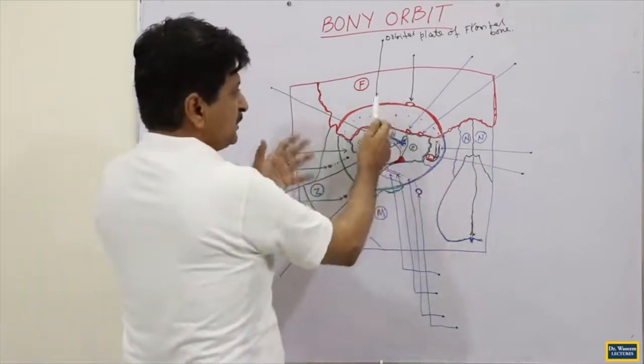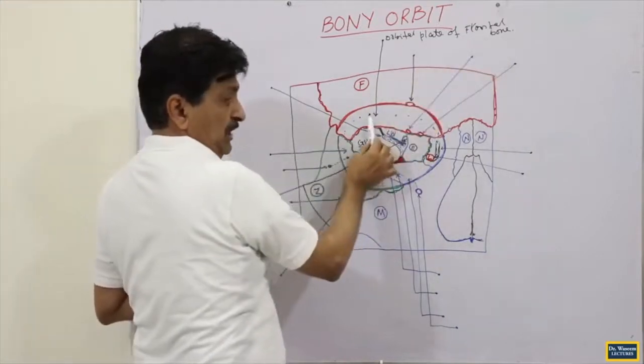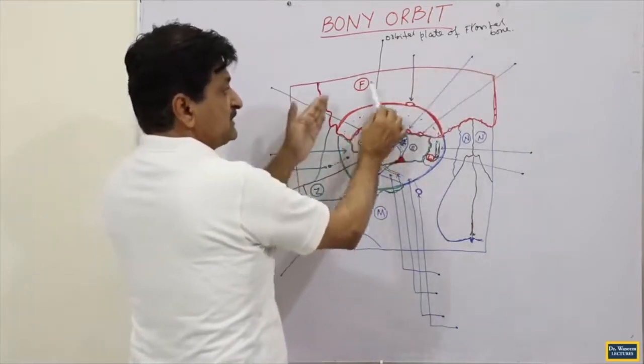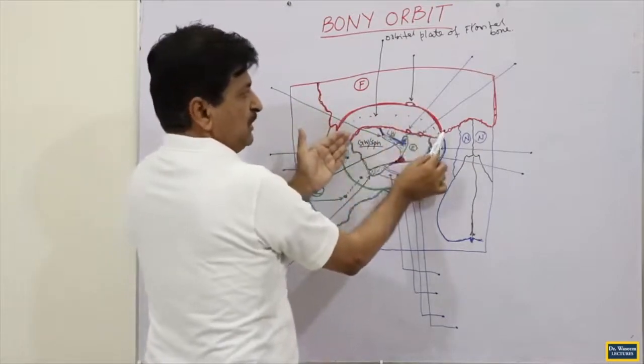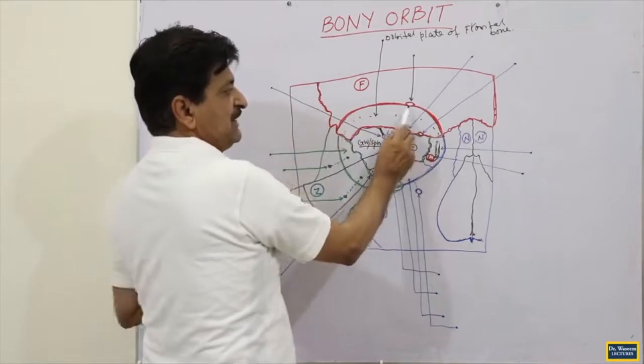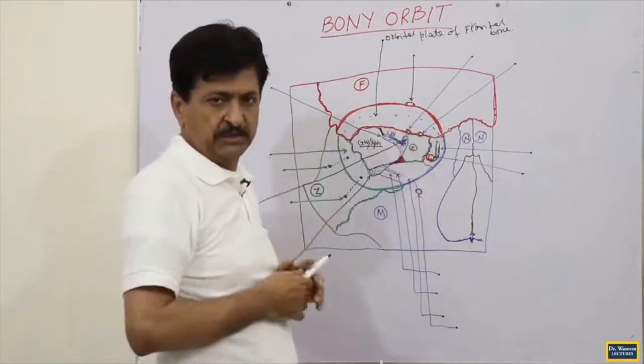So this is something that you are watching here. This is called the orbital plate of the frontal bone. The frontal bone is forming not just the roof, but also the superior orbital margin. And right at the middle of the superior orbital margin, there is a notch or sometimes even a foramen.